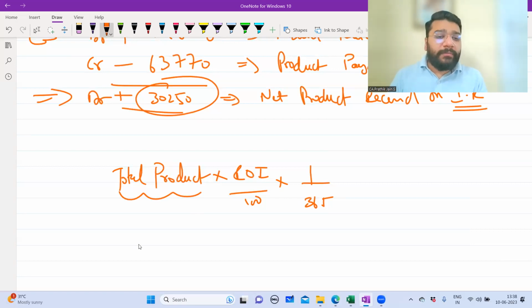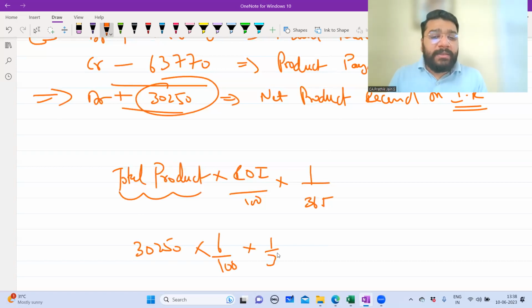So what is total product? 30,250. What is the rate of interest? 6 by 100 into 1 by 365. What is interest? 4.97. Interest is receivable or payable? Receivable. So what is the journal entry?